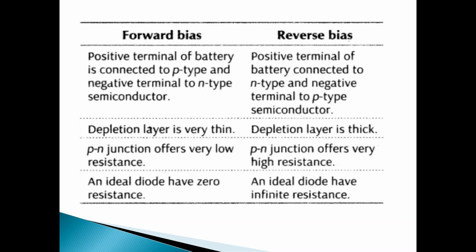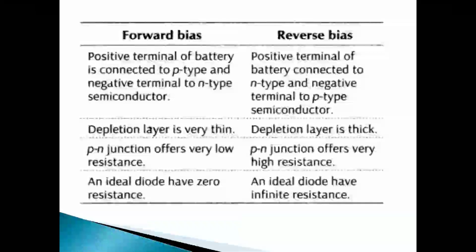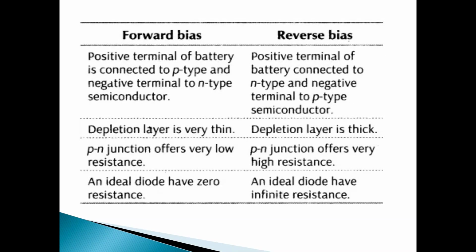In case of forward bias, the PN junction offers a very low resistance because we know that as we increase the forward bias, the value of current also increases, while in case of reverse bias, it offers a very high resistance. So an ideal diode has zero resistance when it is forward biased, while an ideal diode has infinite resistance when it is reverse biased.